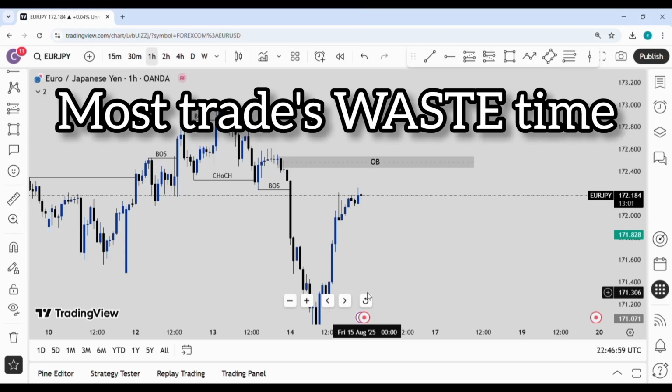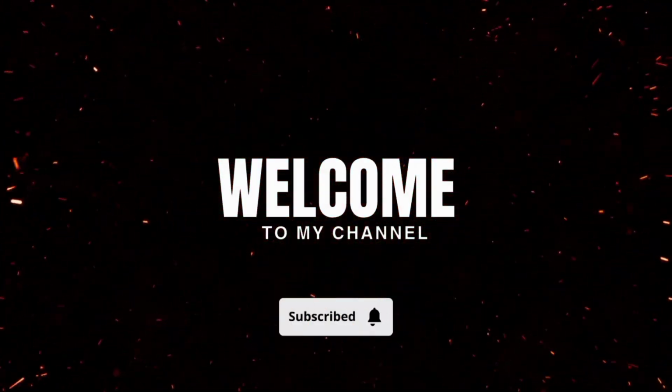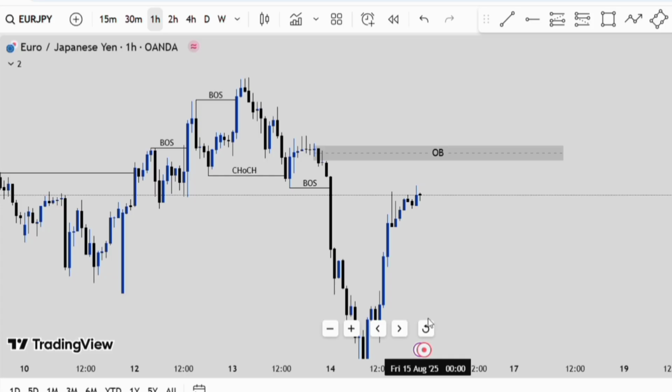Most traders waste time hunting order blocks, but here is how to spot them in seconds. Now, first of all, you need to know what an order block means.